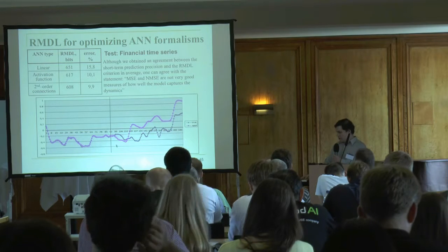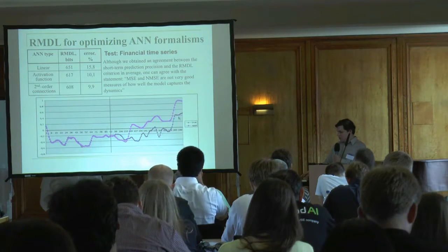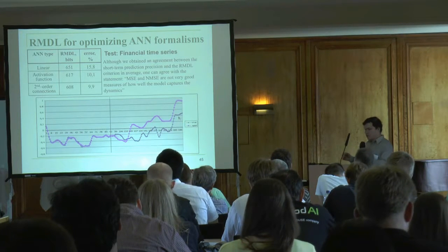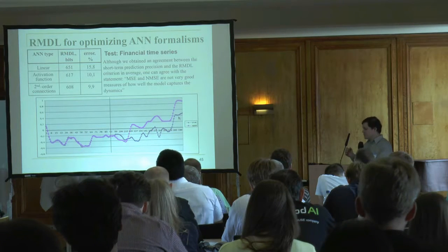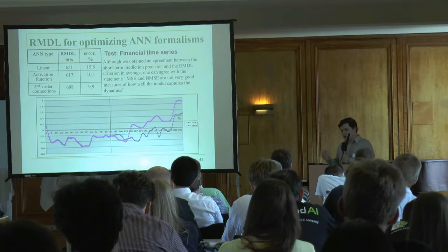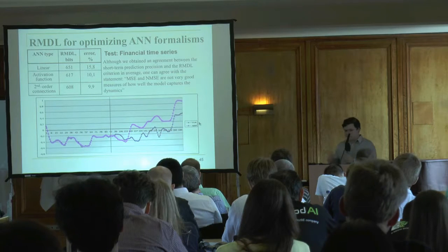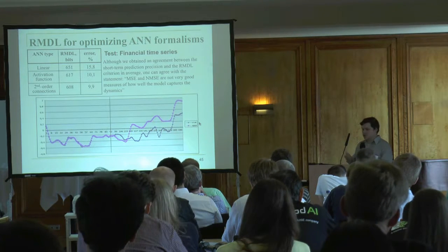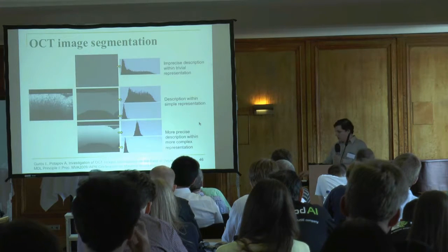For example, here is a prediction which has the same structural features as a real data time series, but it has quite large errors. But this structural correctness is not reflected in the MSE criterion, but it can be reflected in the RMDL criterion.